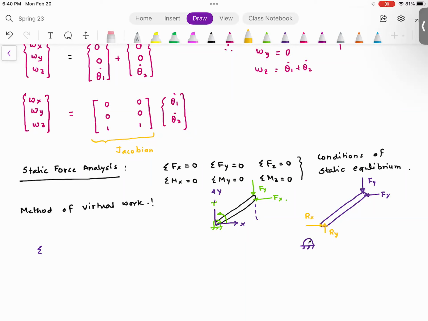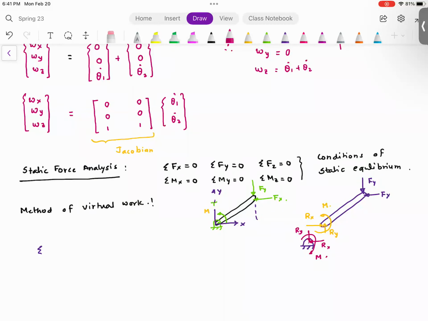As soon as I free this from the hinge, I'm going to get this moment on this. So I have two forces and one moment. And the same thing is going to happen over here. I will have Rx, I will have Ry, and then I'm going to have a counterclockwise moment M over here.